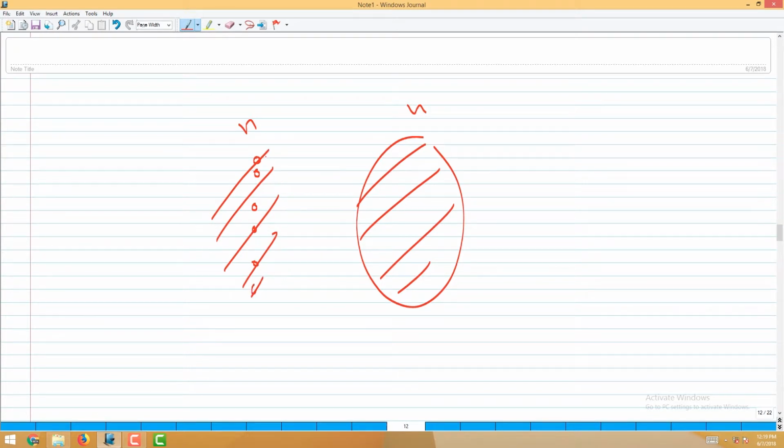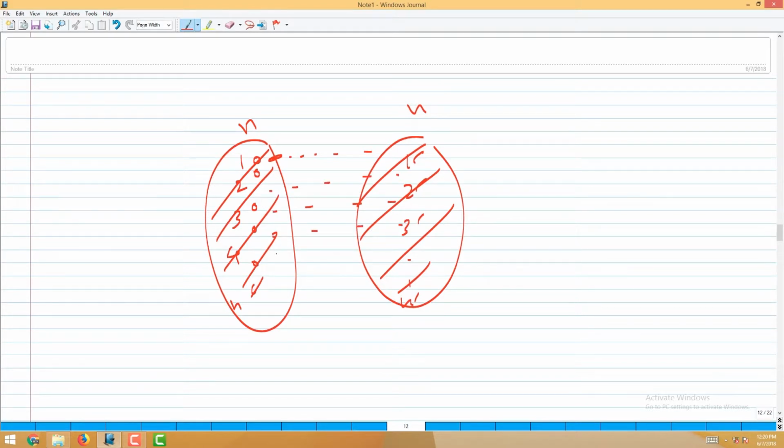So this I can call 1, 2, 3, 4 like that n, and this is 1 dash, 2 dash, 3 dash, n dash. See, the only thing which is missing is the missing edge, this 1 to 1 dash, 2 to 2 dash, 3 to 3 dash, 4 to 4 dash, n to n dash. All other edges will be there. Okay.